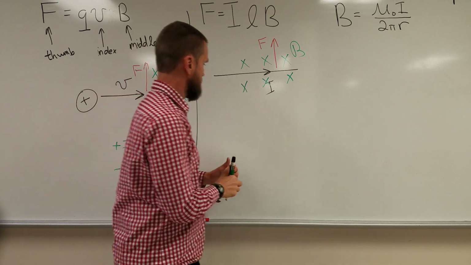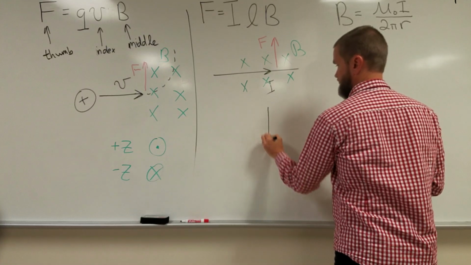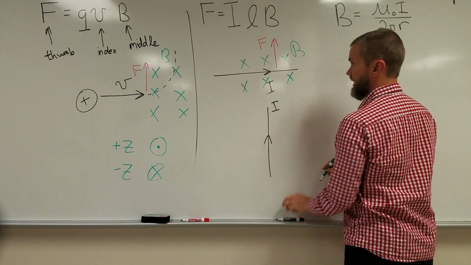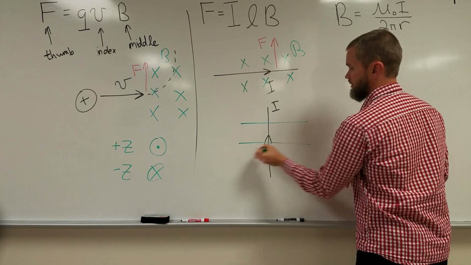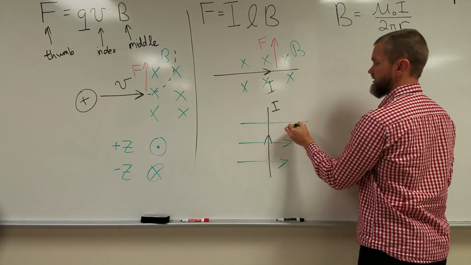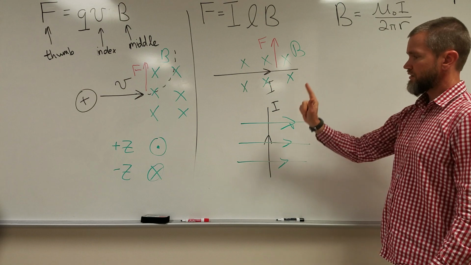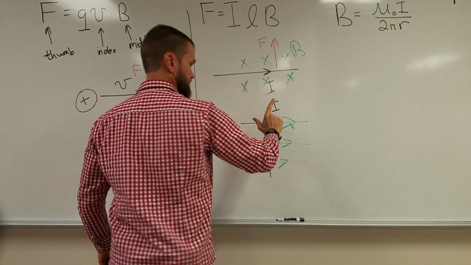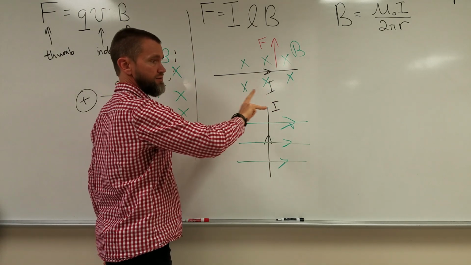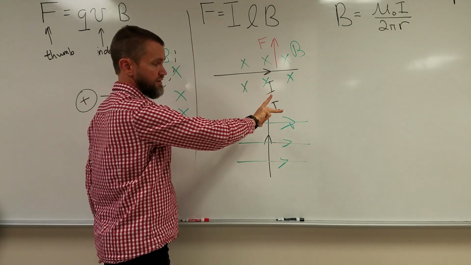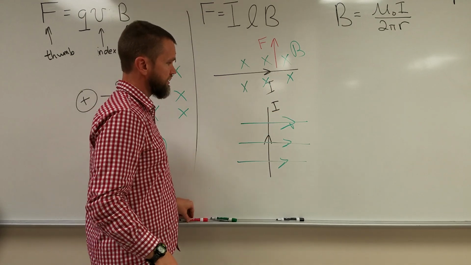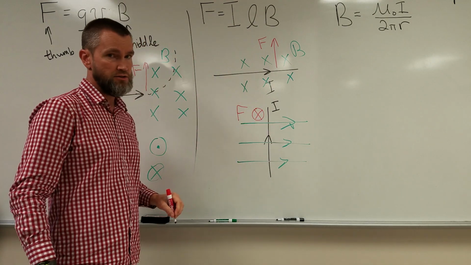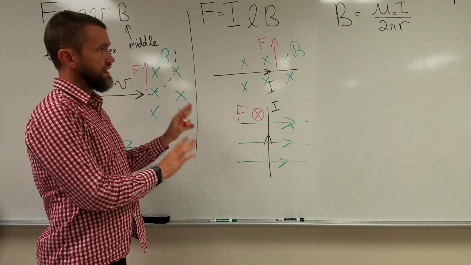Let's try another one. Let's say that I is like this, and the magnetic field is like this, to the right. Index finger in the direction of I, then I orient my middle finger so that it points to the right, in the same direction as the magnetic field. Now my thumb gives the direction of the force. So my force is going to be into the page. This is exactly the same.